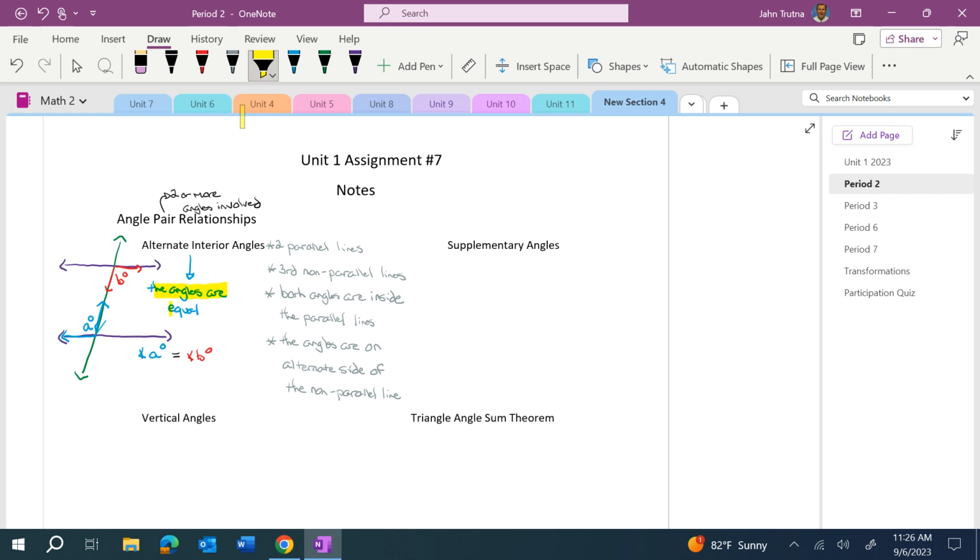You might want a highlighter too, by the way. So go get a highlighter if you don't have one.